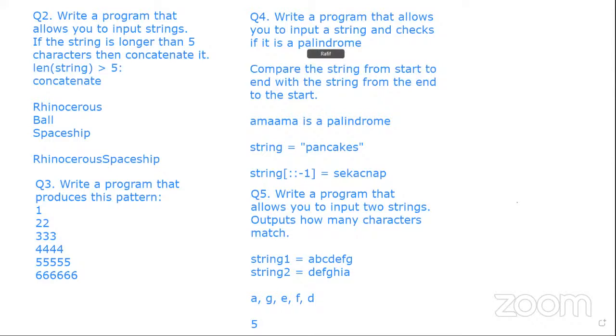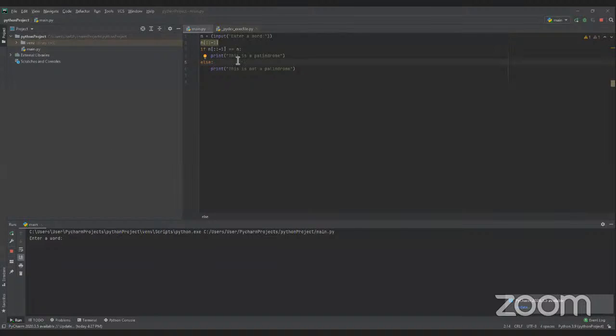Okay, Rafif, I finished question 4. Do you want me to show it first, or do I go instantly to question 5? Yeah, just go ahead and show it. Okay. So this is the code, and if I write palindrome like this, it'll say that it is a palindrome. But if I don't, like cookies, it'll say it is not a palindrome.